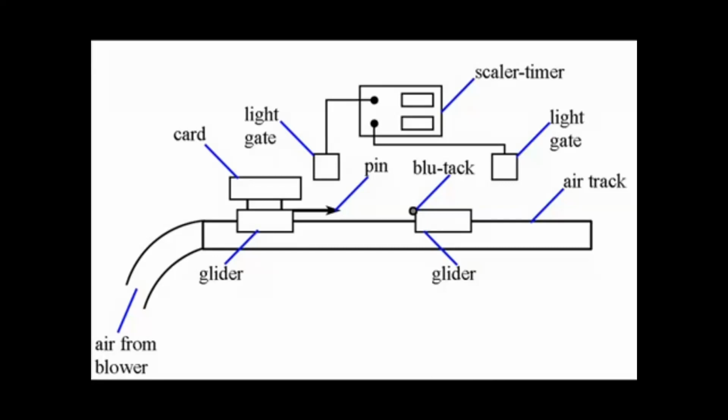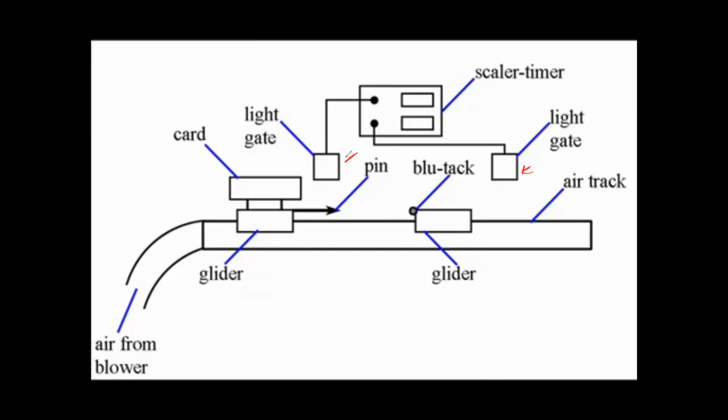You know how the light gate works, and it measures the time for you. Then you have a pin. The pin will join the blue tack, and they both will go together. Then when they're going together, there is a second light gate. You can see there is a second light gate, this one, and the time will get measured again.